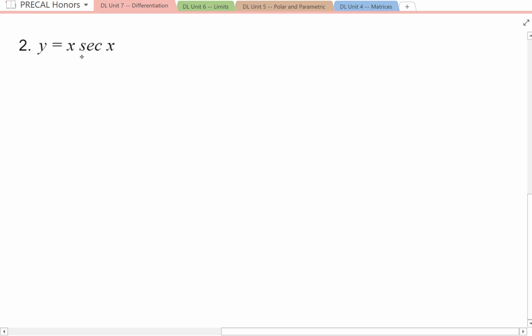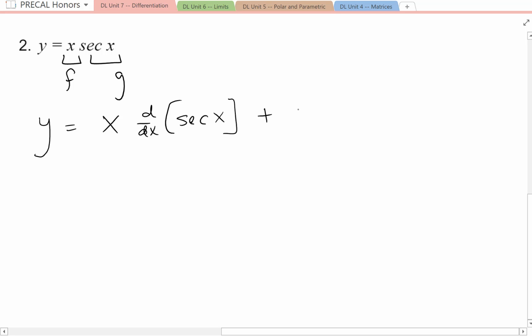In this one, we're going to need to use the product rule. I'll call x my first function f, and then secant x will be called g. The product rule: f dg plus g df. So we'll take f times the derivative of the g function plus g times the derivative of the f function. And then we will continue to derive.